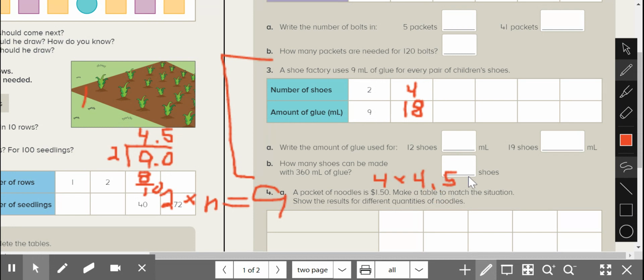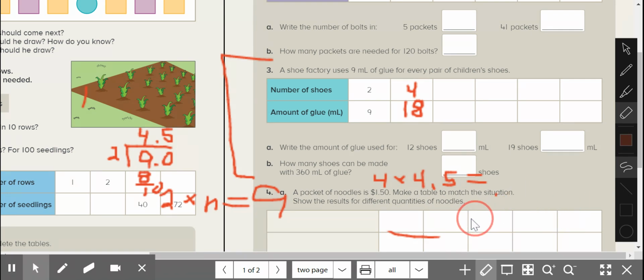I don't like doing my multiplication quite like this, but I think we can manage. We're going to break this up into 2 chunks: 4 times 4 first, and then 4 times 0.5. Or maybe we'll do it this way: 4 times 4 and 1/2, because remember, 0.5 is the same as 1/2. 4 times 4 is 16. And then 4 times 1/2 is 4 halves. 4 halves equals 2 wholes. 16 plus 2 is 18.